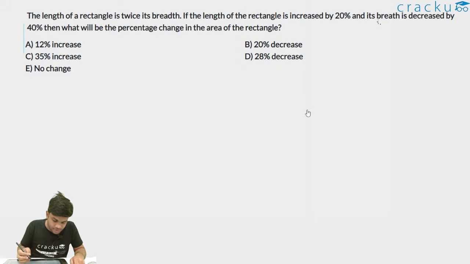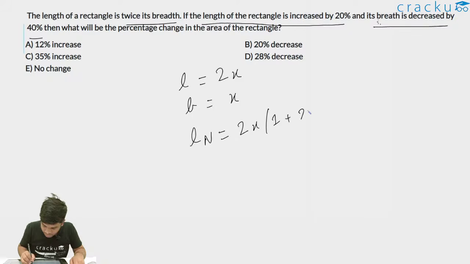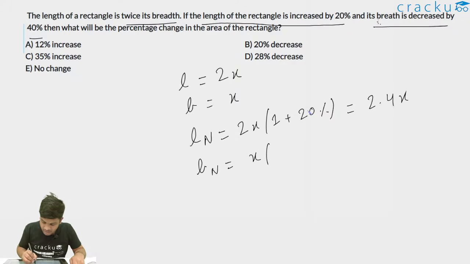So in this question, we have the length of the rectangle is twice its breadth. So let length be 2x and breadth be x. Okay. It is given that the length of the rectangle is increased by 20% and the breadth is decreased by 40%. Okay, so new length is 2x into 1 plus 20%. Now 1 plus 20% is nothing but 1.2. So 1.2 into 2 is 2.4x.